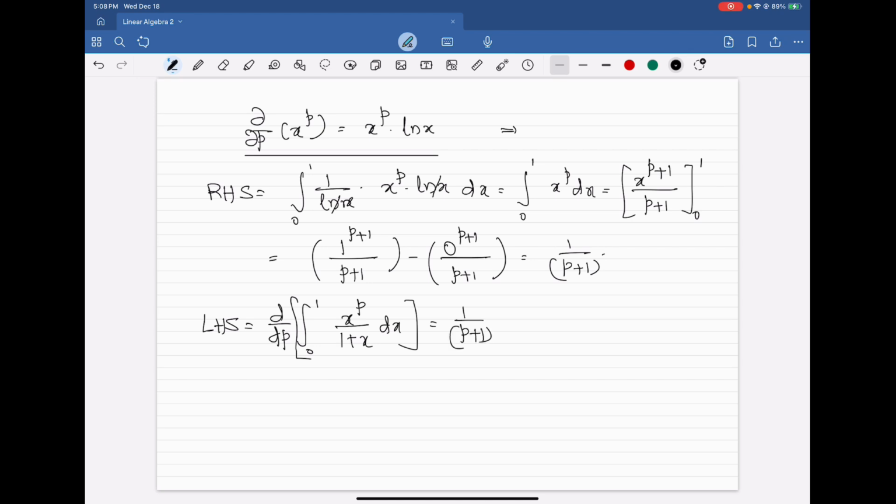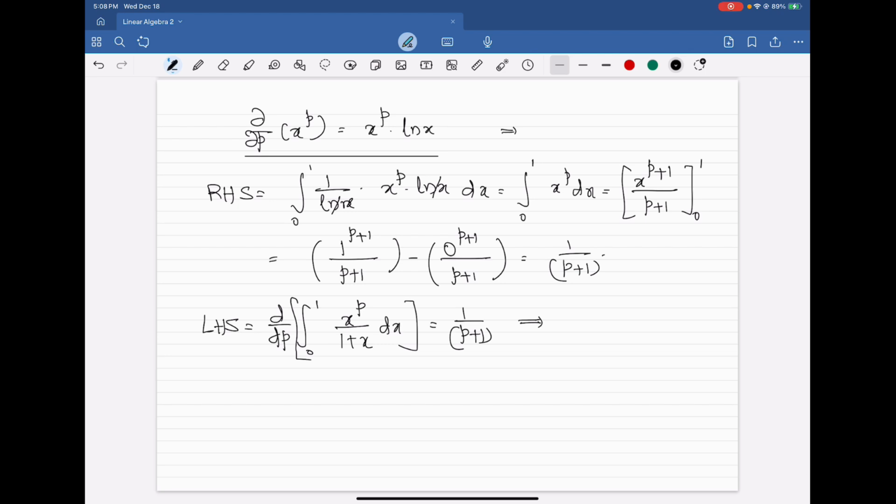That implies integral 0 to 1 x to the power of p by 1 plus x dx is equal to integral of 1 by p plus 1 dp, that is equal to ln(p plus 1) plus some c. Very simple. We solved it. We have not integrated the real function here. Please try to understand.